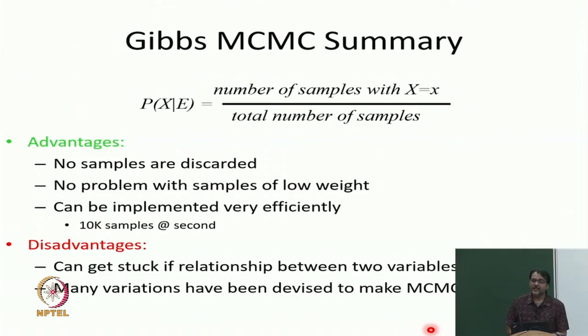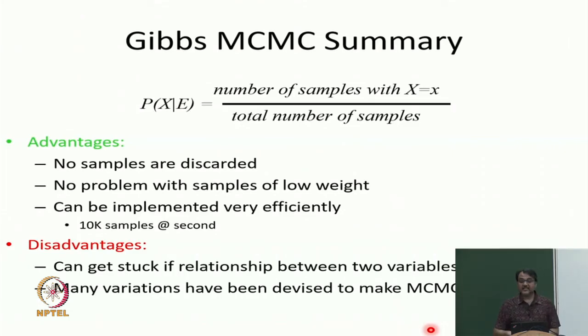The beauty of the Gibbs sampling algorithm is that no samples are discarded, just like likelihood weighting, but there is no problem with low weight because I am always sampling given the evidence. I am not sampling from the prior distribution, I am sampling from the posterior distribution. As you will see, the stationary distribution of the Markov chain is the posterior distribution.